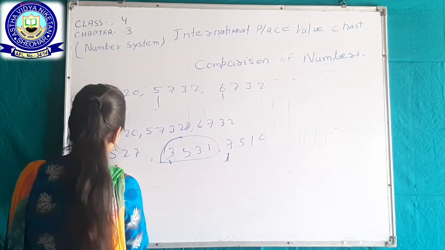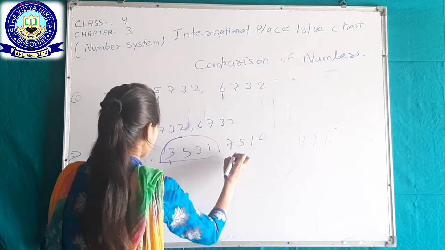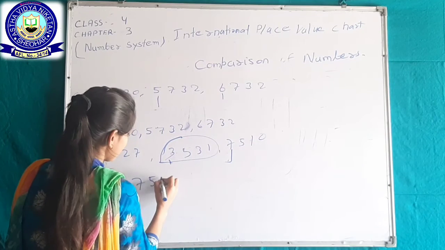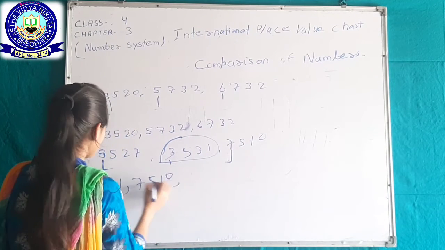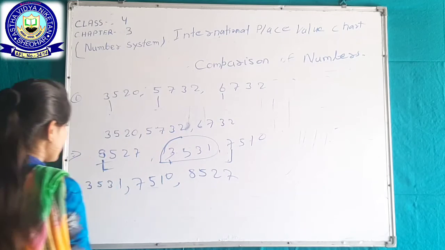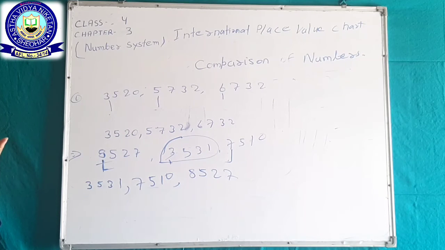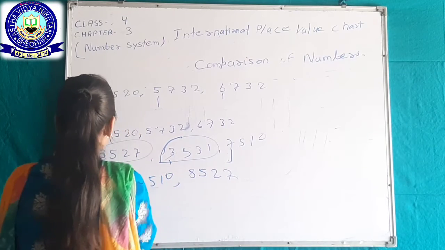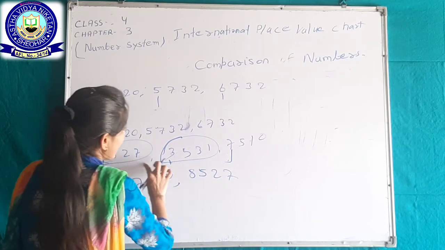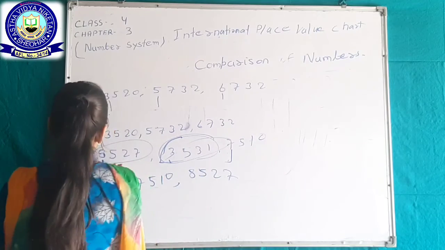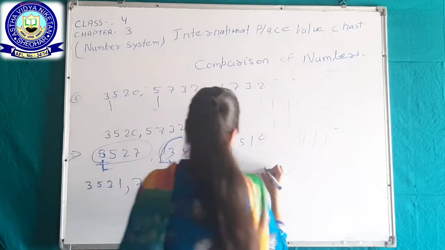and after it we can compare 8 and 7. We write it 7520 and lastly 8527. It is in our ascending order, and when we have to write it in descending order, we have to write the largest number, and in last we have to write the smallest number of the given series.